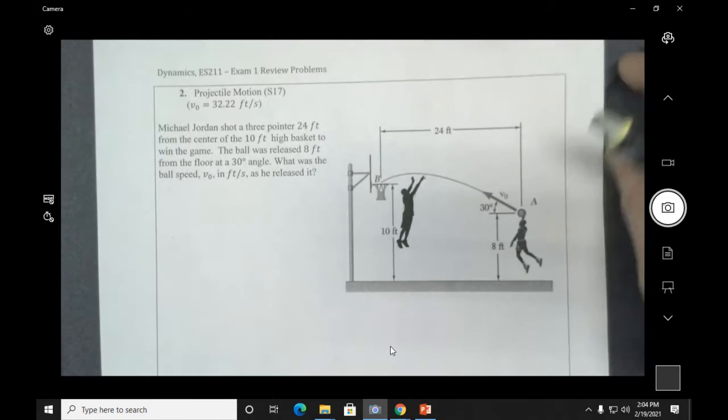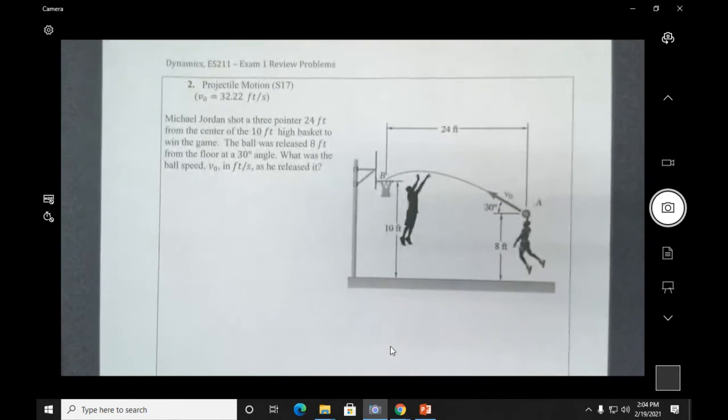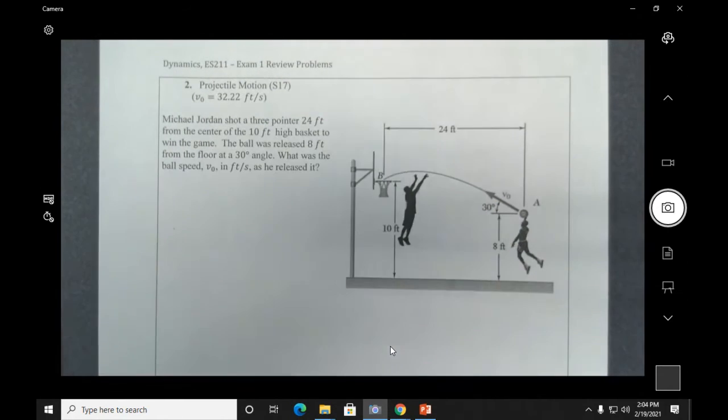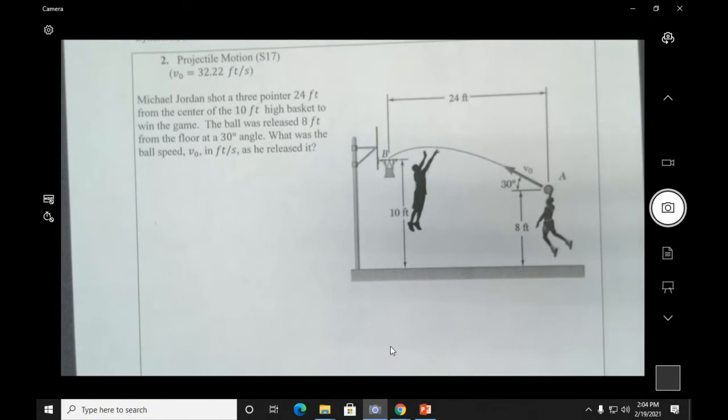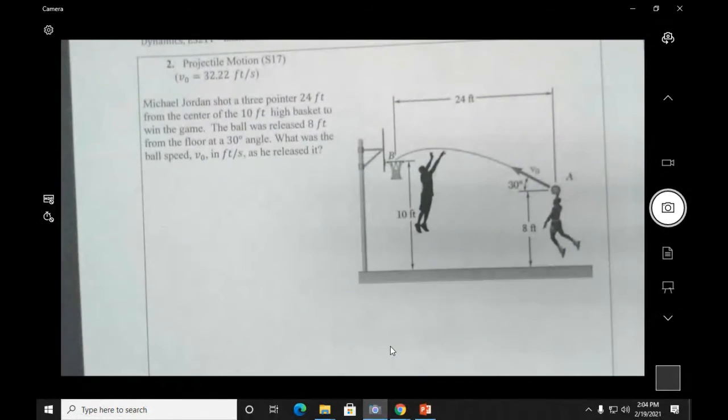I think I figured out why I was not getting what I expected it to be, because I was misthinking. Let me see here. Michael Jordan shot a three-pointer 24 feet from the center of the 10-foot high basket to win the game. The ball was released 8 feet from the floor at a 30-degree angle. What was the ball speed in feet per second as he released it?